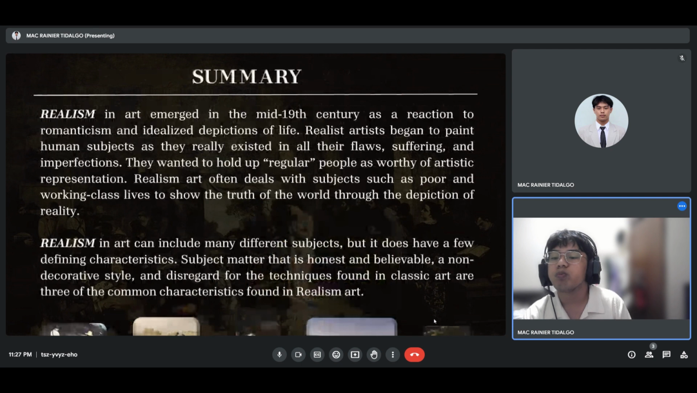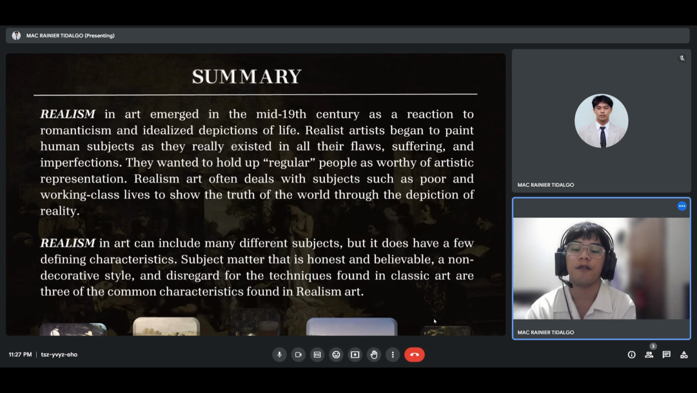To sum everything up, realism in art emerged in the mid-19th century as a reaction to romanticism and idealized depictions of life. Realist artists began to paint human subjects as they really existed, in all their flaws, suffering, and imperfections. They wanted to hold up regular people as worthy of artistic representation. Realism art often deals with subjects such as poor and working-class lives to show the truth of the world through the depiction of reality.